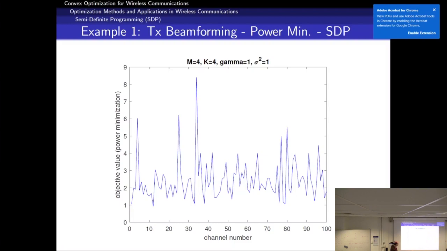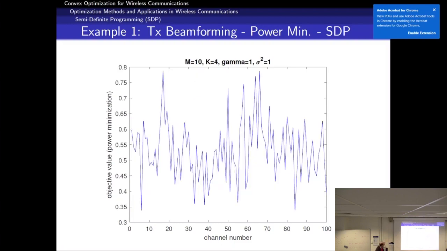I do this for 100 different channel realizations. And so the objective, the power minimization, actually fluctuates. Sometimes I have low power, sometimes I have high power, because depending on the channel state for those different users, sometimes it requires more power or less power to achieve the same SNR constraint for all the users, which is quite intuitive.